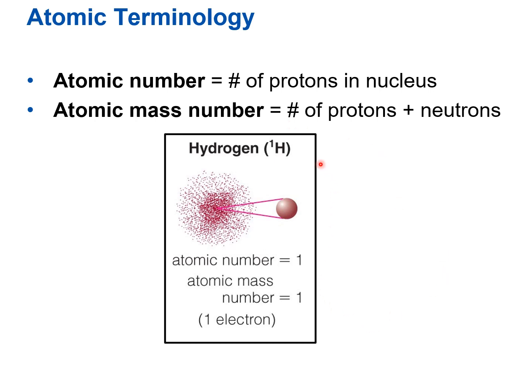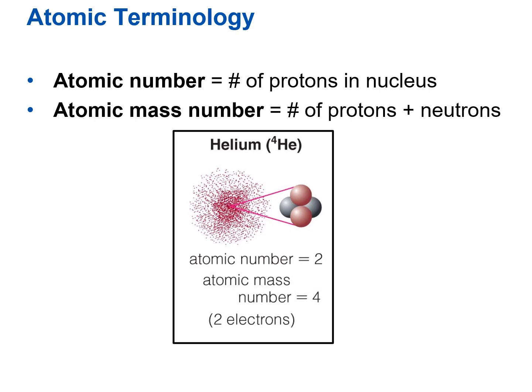Now you can see this notation right here. The name hydrogen is spelled out, but we can also write it as its symbol H. And that 1 to the upper left means its atomic mass number. So that's known as hydrogen-1.